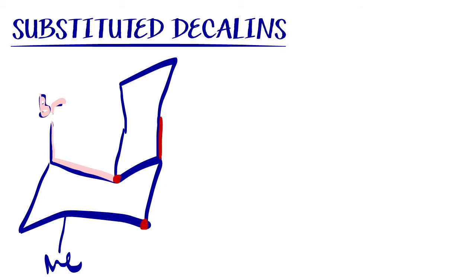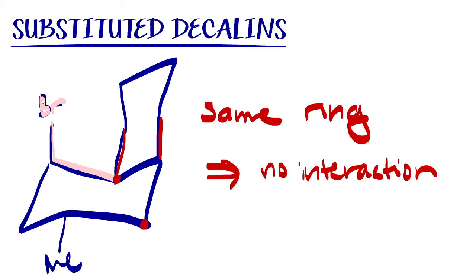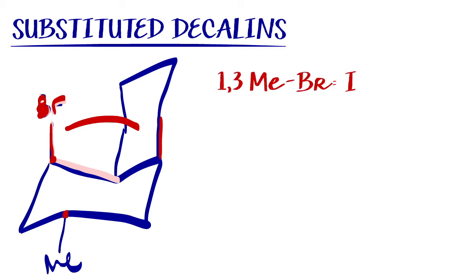Checking 1 carbon away, there's a group on the left, but it's part of the same ring so we don't count it. This methyl group is also axial, so we check for 1,3 diaxial interactions 2 carbons away. There is a 1,3 diaxial interaction with bromine and 1 with hydrogen, giving 2 methyl-bromine diaxial interactions.